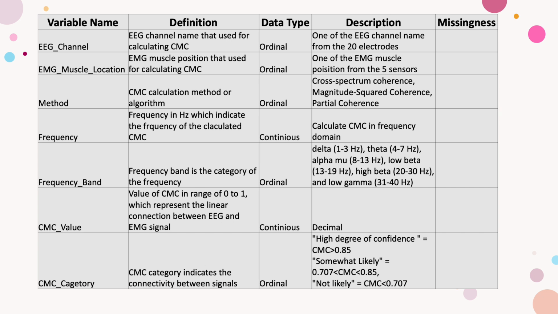Then the CMC value is calculated using the specific method, and CMC category is a categorical value calculated based on the CMC value. So there will be a high correlation between 2 signals, meaning CMC is greater than 85%, or no correlation between 2 signals, meaning CMC is less than 70%.